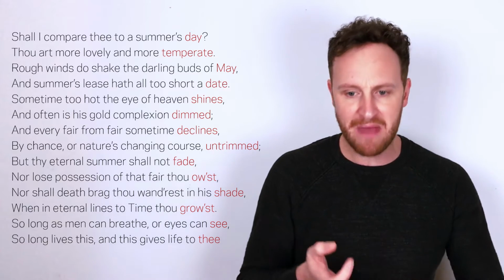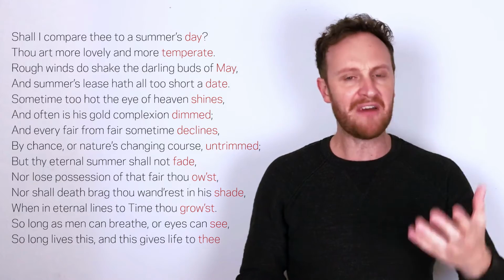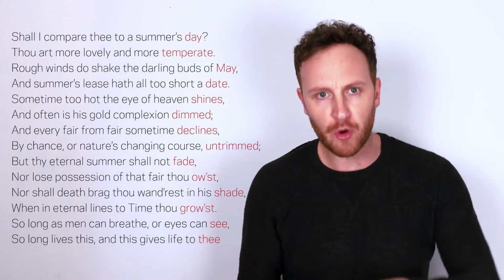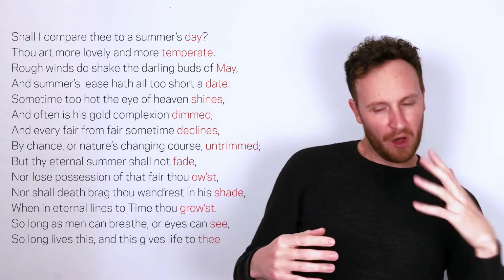So here's a little trick for you. Whenever you see a big block of verse by Shakespeare, whether it's in a speech or one of his poems, if you look at the last word of every line, you will get a sense of what that speech or that poem is about. So for example, in this sonnet, the last words are day, temperate, May, shines, dimmed, declines, untrimmed, fade, owest, shade, growest. It gives us a sort of through line of the story. It lets us know what it's about.